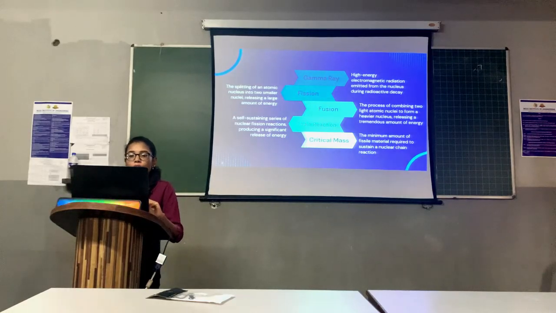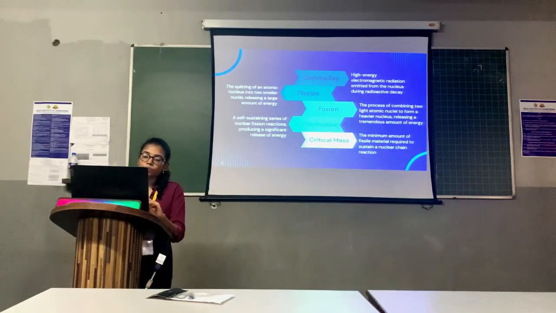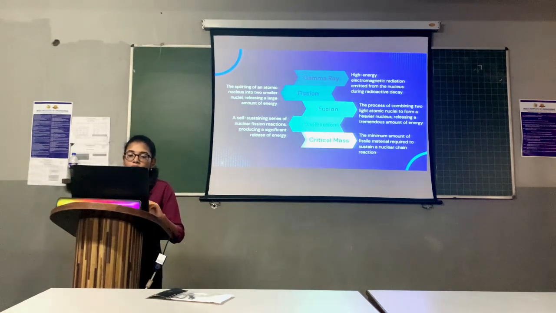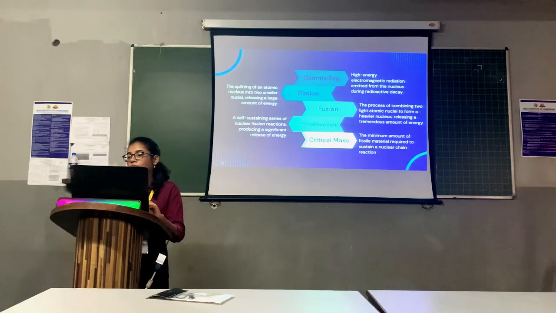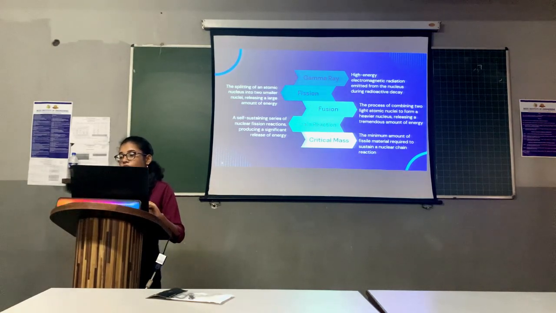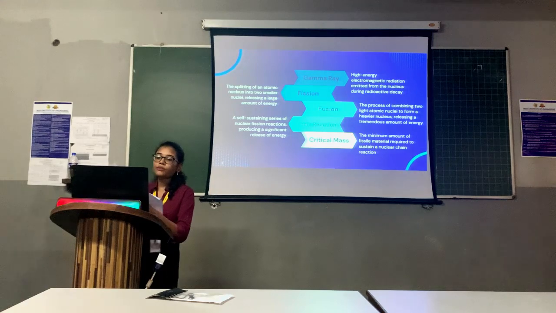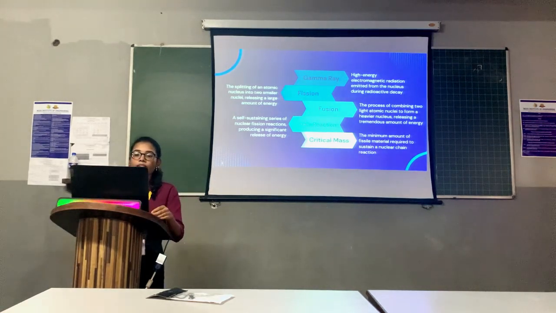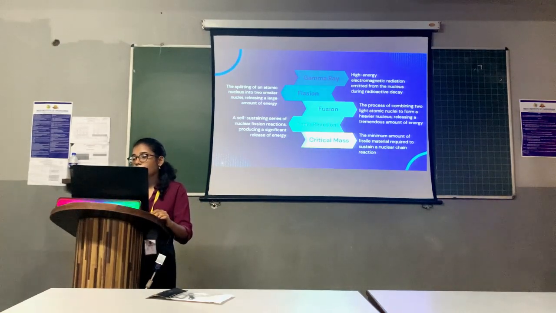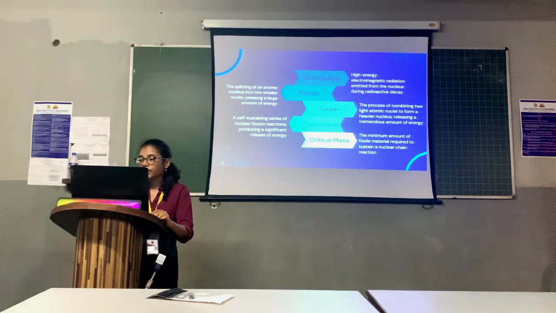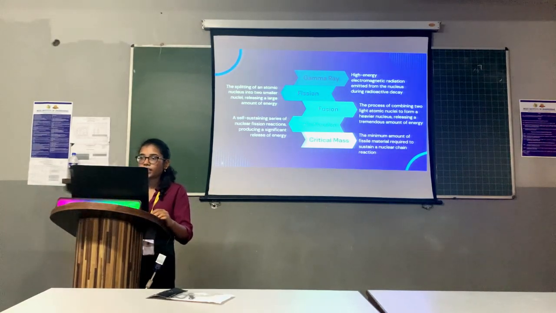The splitting of an atomic nucleus into 2 smaller nuclei, releasing a large amount of energy, is known as fission. The process of combining 2 light atomic nuclei to form a heavier nucleus, releasing a tremendous amount of energy, is known as fusion. A self-sustaining series of nuclear fission reactions producing a significant amount of energy is known as a chain reaction. And the minimum amount of fission material required to sustain a nuclear chain reaction is known as critical mass.